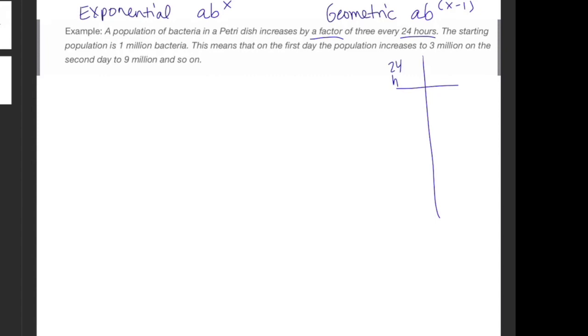So I'm going to make my table here, and I'm going to put my values in a table first. On the first day, the population is going to increase to 3 million. So my initial value is going to be 3 million. Second day to 9 million, and so on. So the question here, is it continuous or discrete? Is the population still growing every hour? When it comes to bacteria, you know your answer from science, of course, that it is still growing.